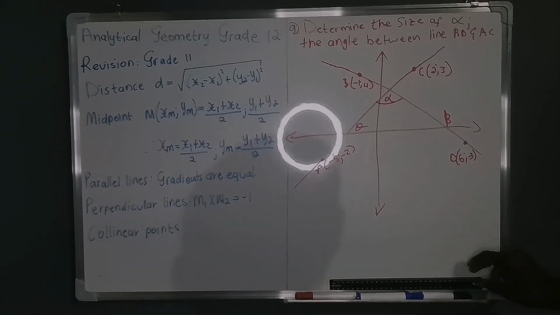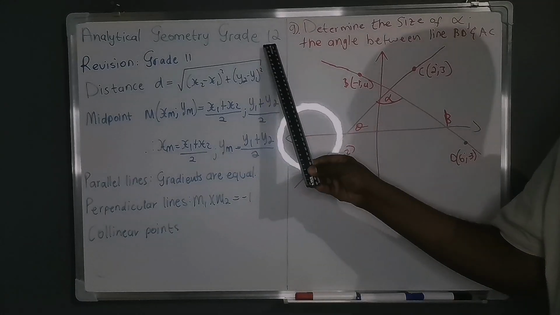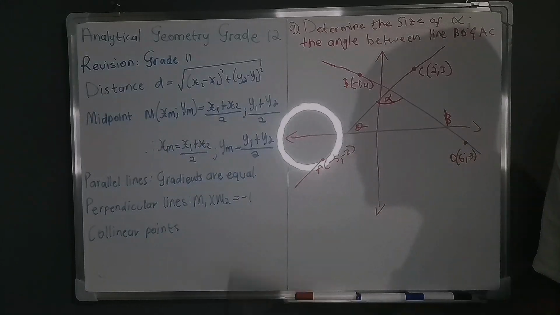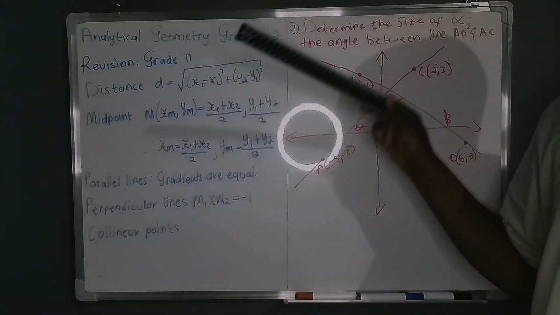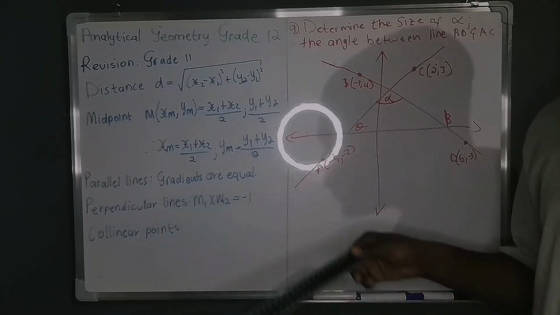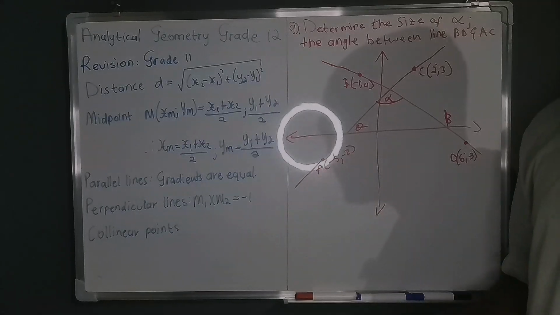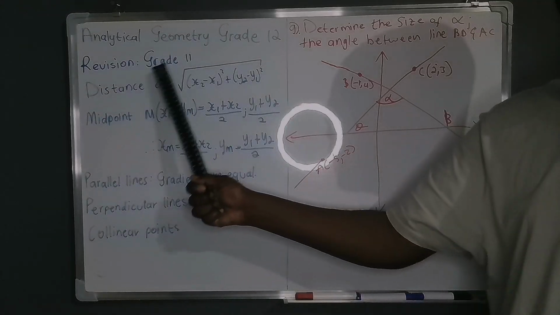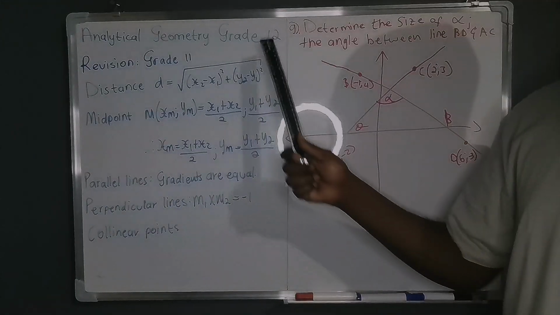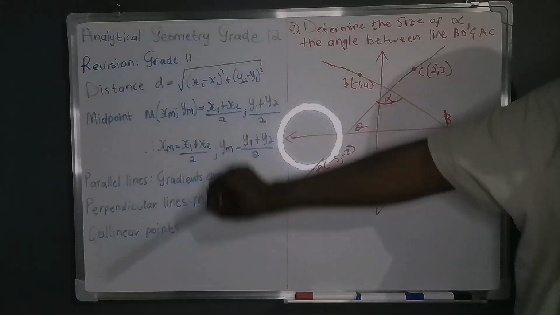So today, guys, let's do analytical geometry, grade 12. But before we start grade 12, let us do a revision of grade 11 work on it. Analytical geometry talks about triangles and whatever is in geometry. So we have a revision of grade 11, and before dwelling into grade 12 stuff, you ought to know and understand how to use these formulas and principles.